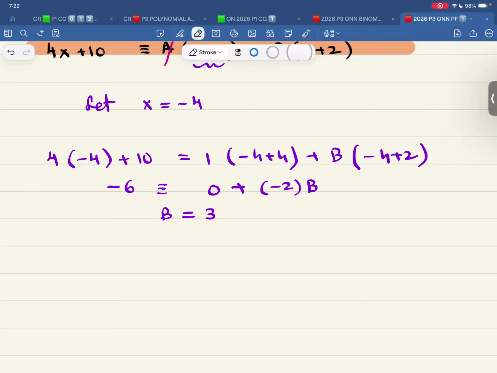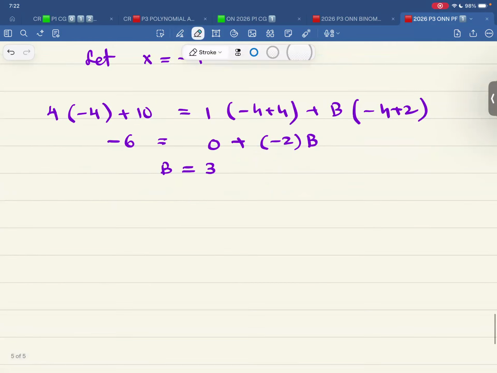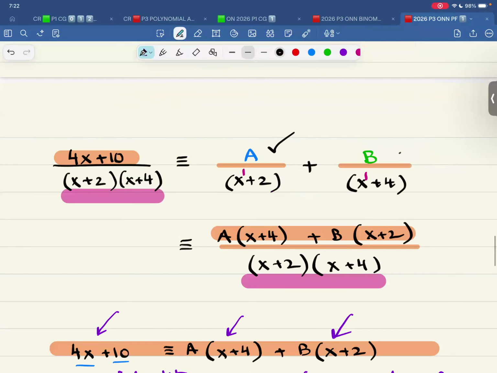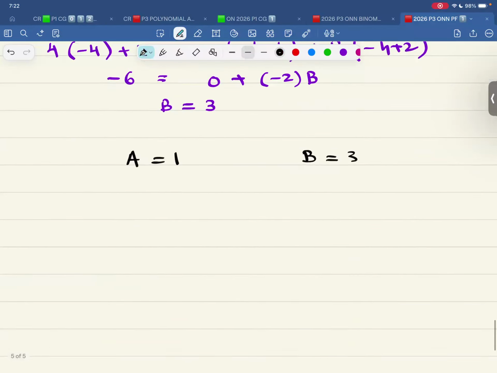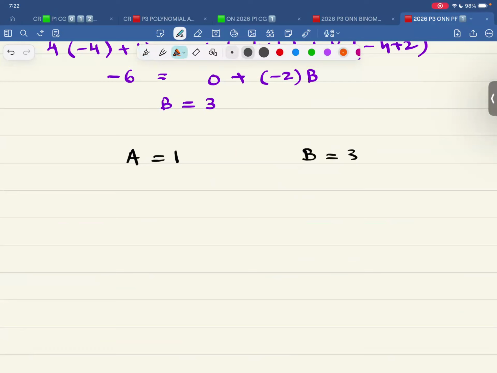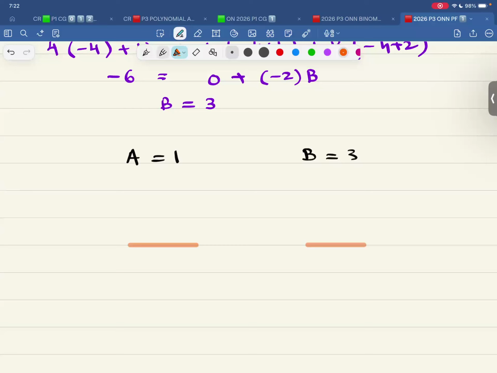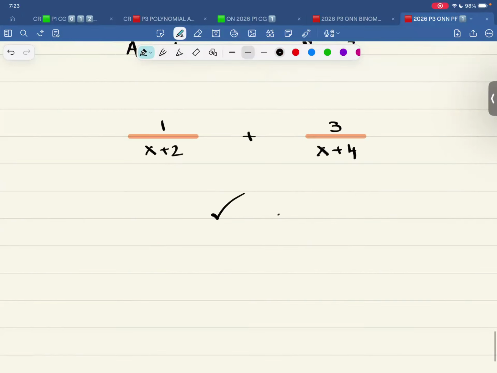Once I plug in the value, let it remain as an equal sign. So the value of b comes out to be 3. So we got a as 1, b as 3. A is the numerator of x plus 2, b is the numerator of x plus 4. There was a plus sign in the middle. This is the full and final answer. This is how we break into partial fractions.